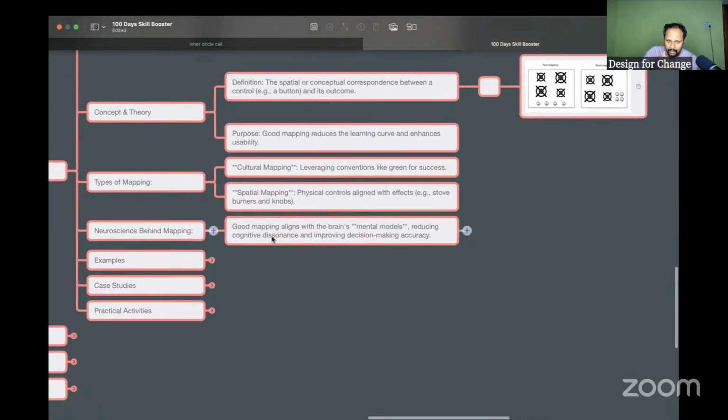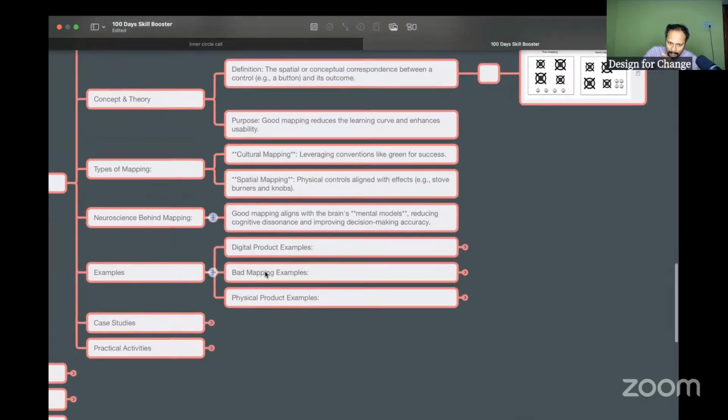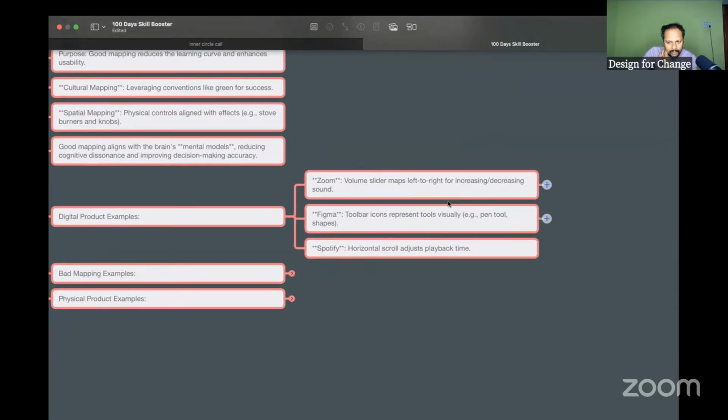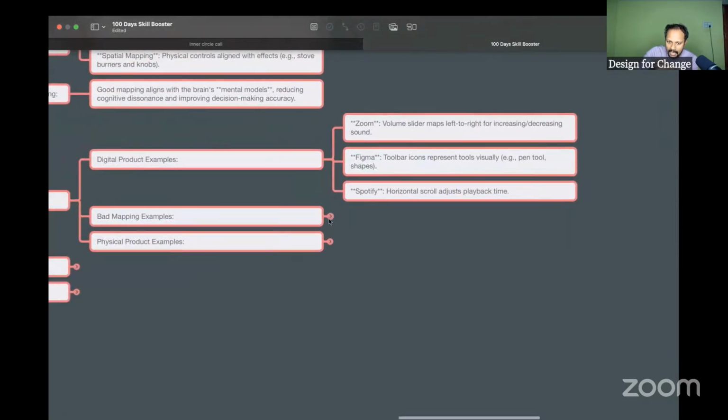What about the neuroscience? Good mapping aligns with the brain's mental model. I told you, right? Mental model is very important. Reducing the cognitive dissonance and improving decision-making accuracy. Examples, I would give a lot, but to quickly touch upon: volume slider maps left to right for increasing or decreasing sound. Figma toolbar represents the tools visually, like the pen tool shape. I like the Photoshop and Illustrator tools, guys, because they were the first who did that. They had a tool in the shape of a pen, and they used to have a gradient brush. So the mapping is exactly designed for that particular tool and that particular action in a representational way. Spotify horizontal scrolls adjust display time.